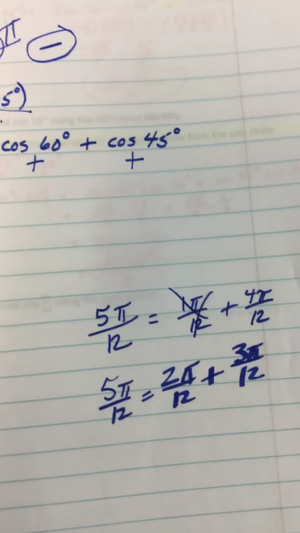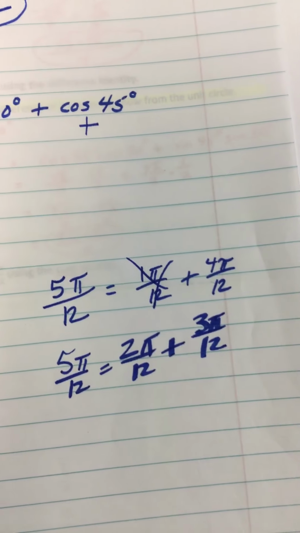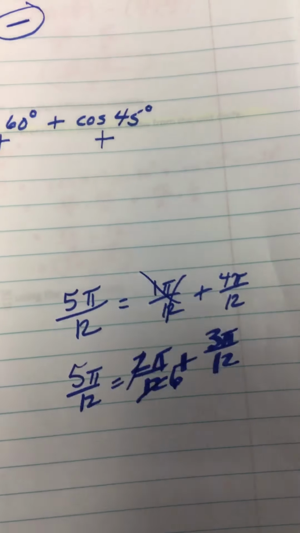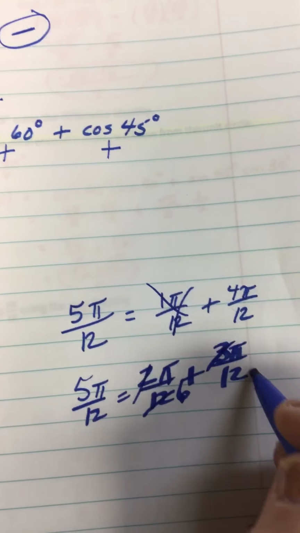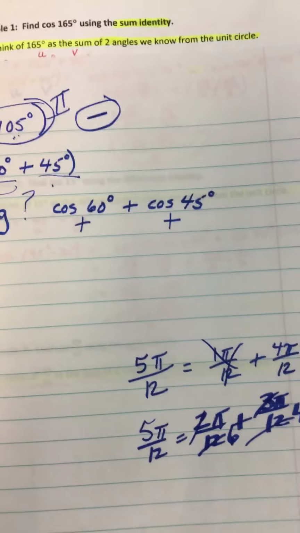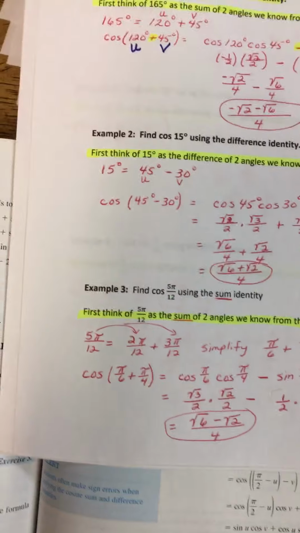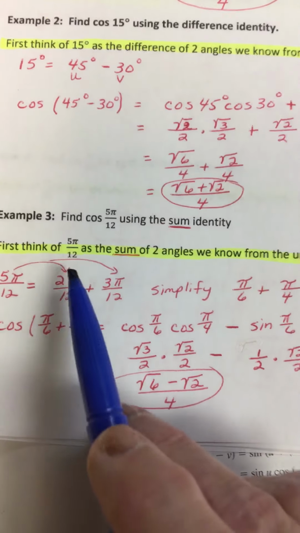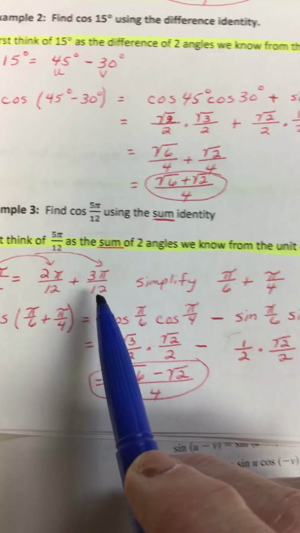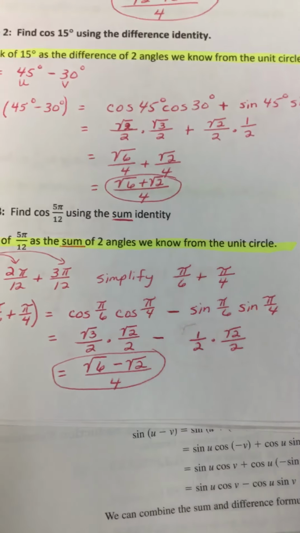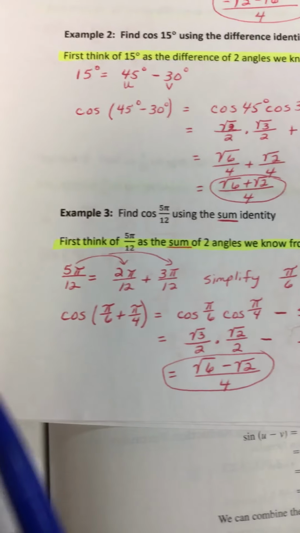2 pi and 3 pi. So I know that 2 over 12 would reduce to pi over 6, I know that one, and 3 over 12 would reduce to pi over 4, so I know those. So I'm going to think about 5 pi over 12 as 2 pi over 12 plus 3 pi over 12, and those will simplify into what I said, pi over 6 and pi over 4. Now go back and think about it.